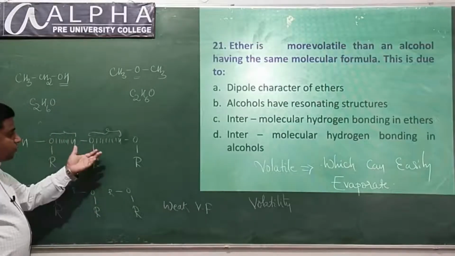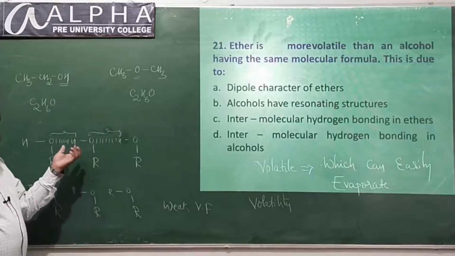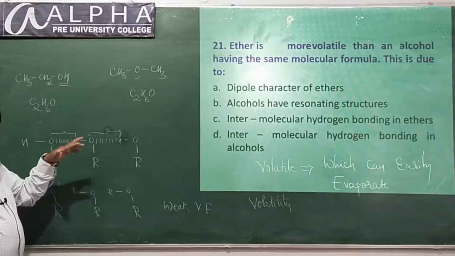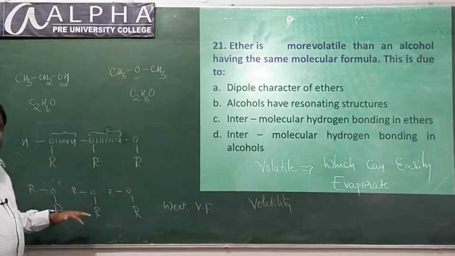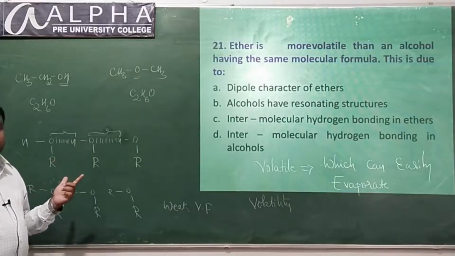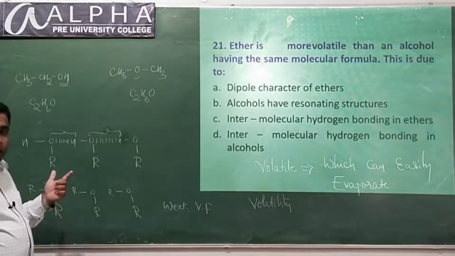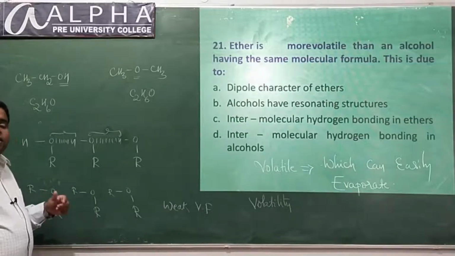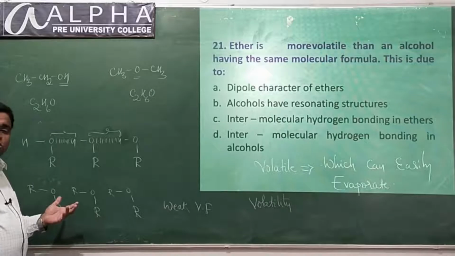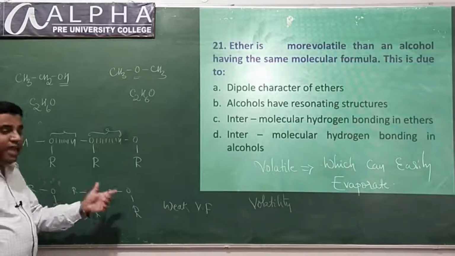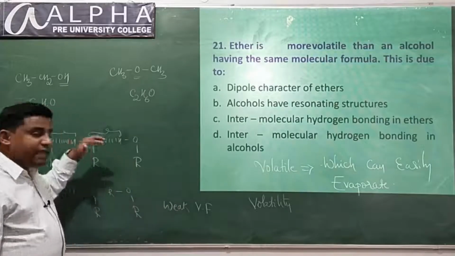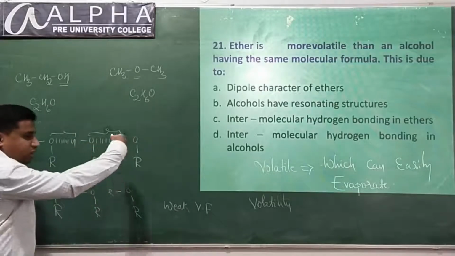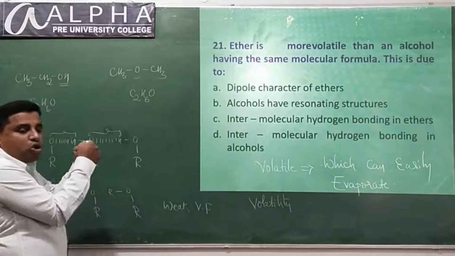Whereas the force of attraction between alcohols is a strong hydrogen bond. The stronger the bond, the lesser the volatility. The weaker the bond, the more the volatility. Are you getting my point? So which one is more volatile? Ether is more volatile because there is no strong bond, only a weak van der Waals force. Why are alcohols less volatile? Because of strong hydrogen bond. All the molecules are held together by strong hydrogen bond.